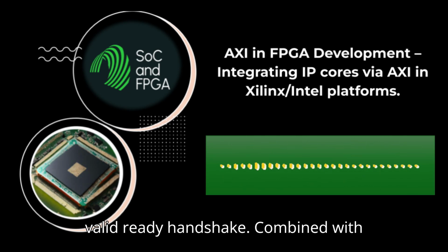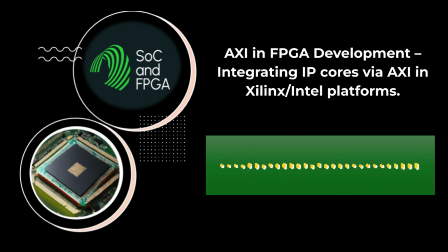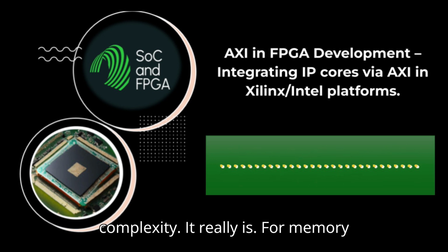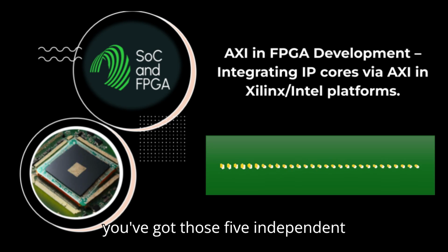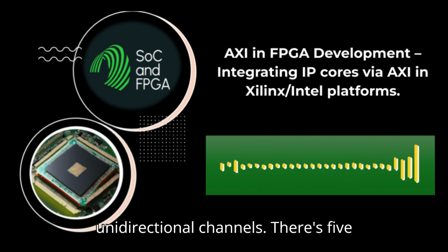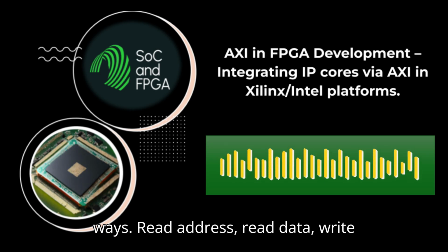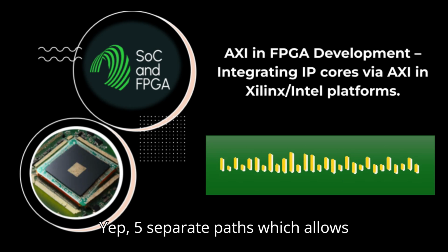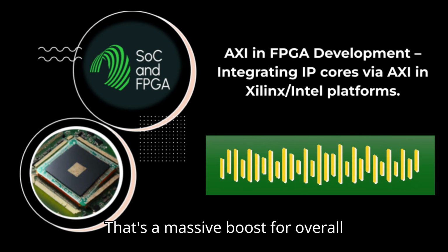That valid ready handshake, combined with separating the data channels, that seems like pure genius for managing complexity. It really is. For memory-mapped AXI, like AXI4 and AXI4 Lite, you've got those 5 independent unidirectional channels. And it's like 5 ways. Read address, read data, write address, write data, and write response. Yep, 5 separate paths, which allows parallel read and write operations. That's a massive boost for overall bandwidth.